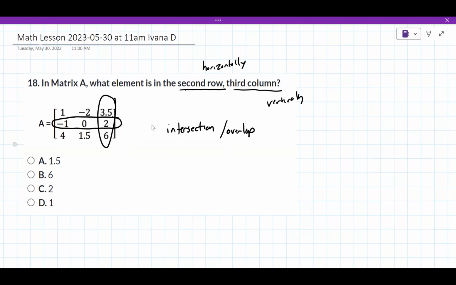Oh, 2. 2. That's it. Nothing more, nothing less. All right, so let's go on to number 19.